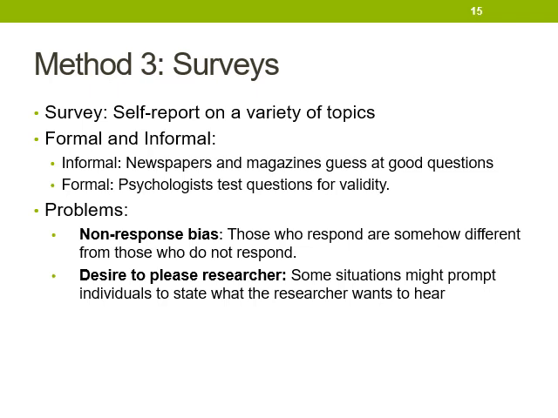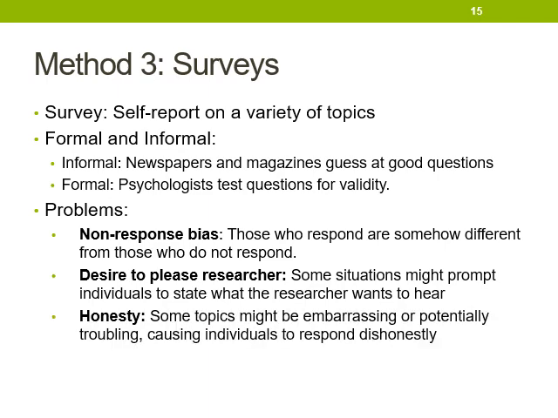Desire to please the researcher is another phenomenon that can affect survey results. Some situations might prompt individuals to try and guess what the researcher wants to hear and say it. And honesty might be a problem because some topics might be embarrassing or troubling, like if you're asked about sexual habits or digestive habits, or maybe, say, illegal things, and so then maybe you wouldn't be honest.